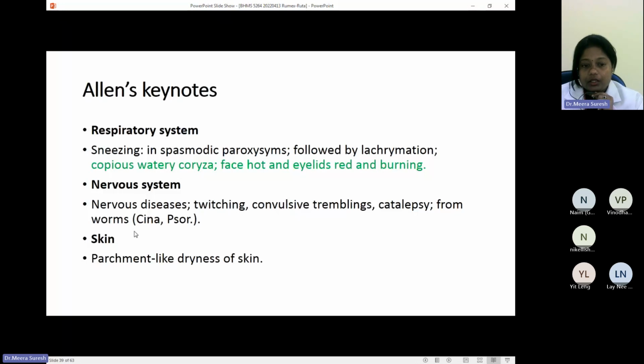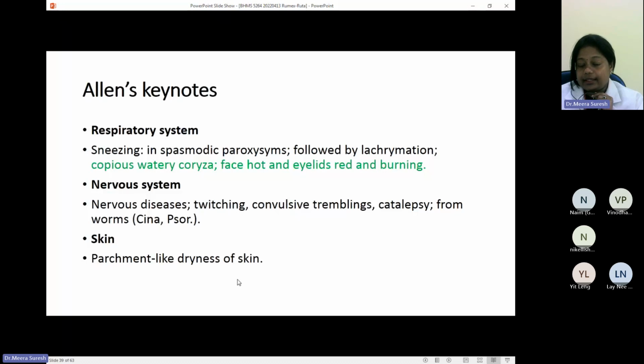And in nervous complaints, epilepsy is possible, and mostly it is because of worm complaints, a reflex of worm complaints. So the nervous disease with twitching, convulsions, catalepsy, is due to worms.